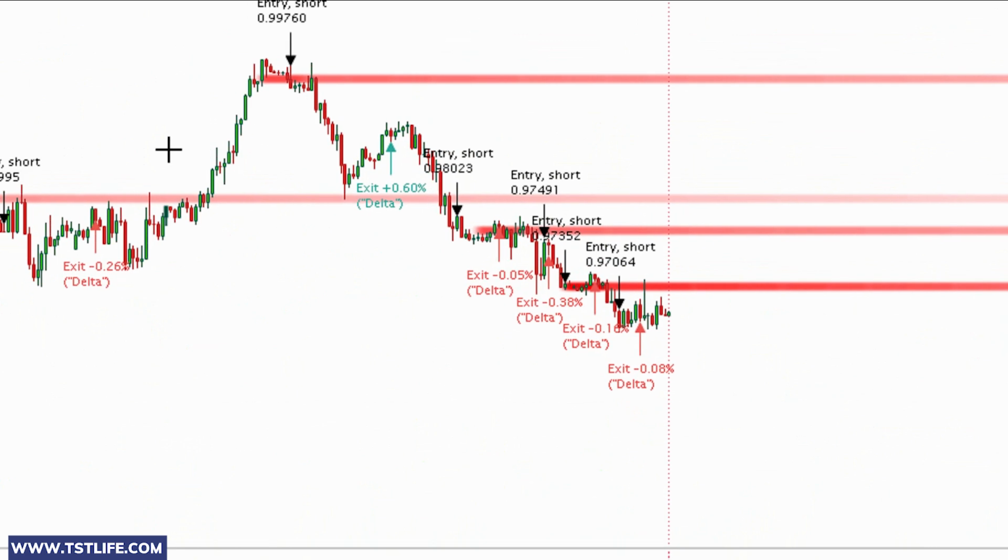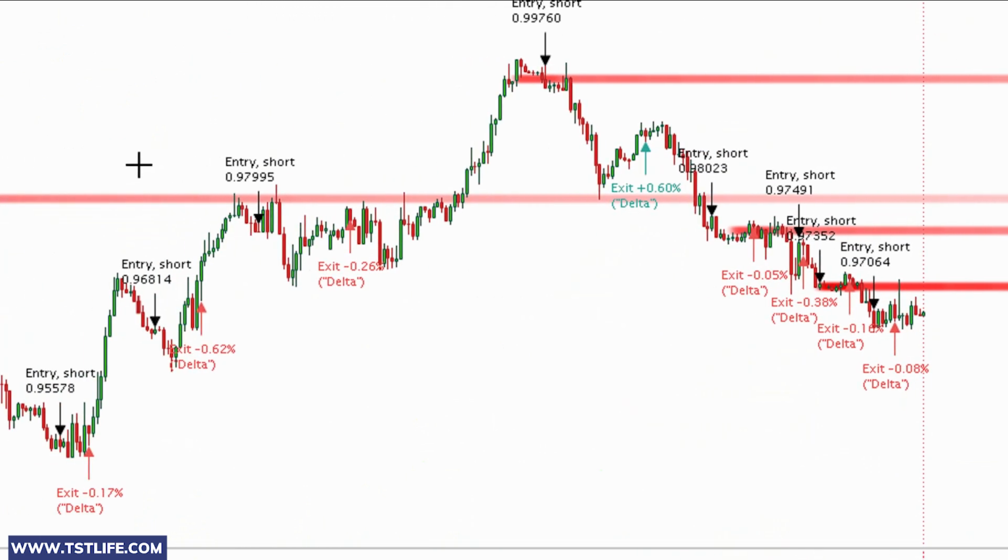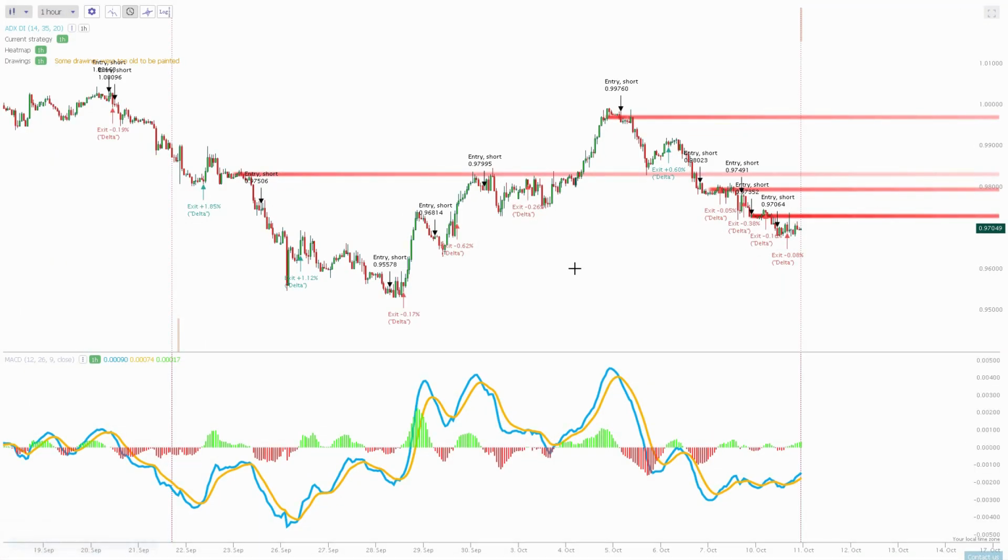You can see here that these two losing trades could have been avoided if we didn't enter the market when the price is around a critical level. Maybe our strategy would be more profitable if we avoid entries when the price approaches a major support or resistance level. What do you think? Let's keep optimizing this strategy.